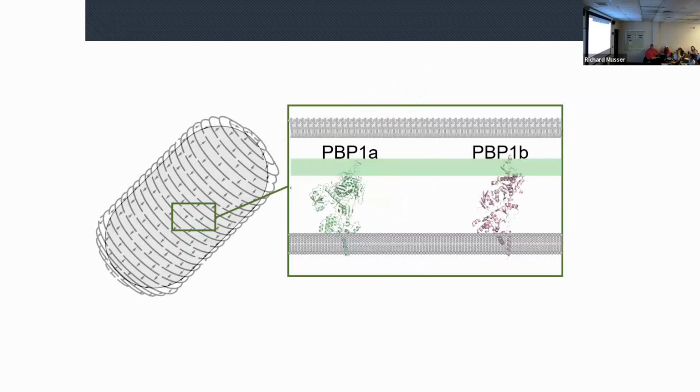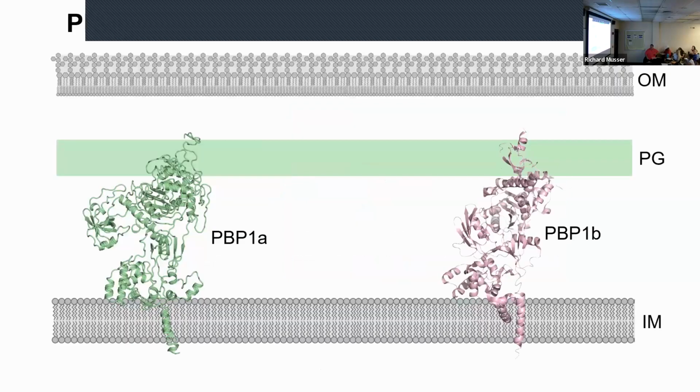To begin with, E. coli has two main class A PBPs, PBP1A and PBP1B. And these penicillin binding proteins in E. coli have a property that is very useful for genetic study of them. They form a synthetic lethal pair. What is a synthetic lethal pair?